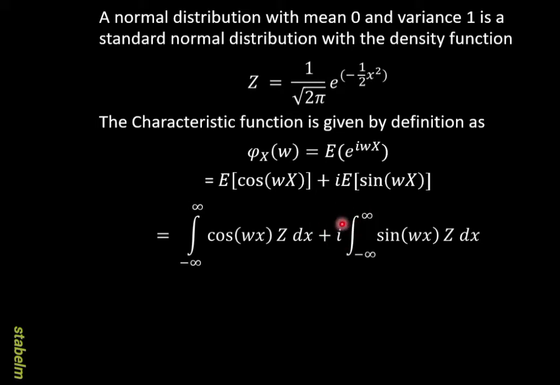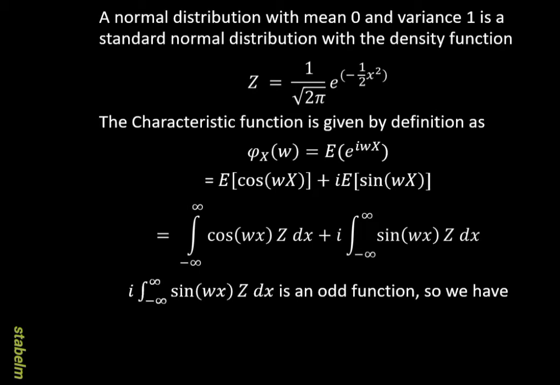Now if you look at this part with the imaginary i here, we'll see that this is an odd function. The fact that it's an odd function means its integral will definitely give us a zero. So the integral from minus infinity to infinity of sine w x z dx is an odd function, so we are left with phi subscript x of w equal to just this integral. Since the odd part is zero, what's left is the integration of cos w x z dx.